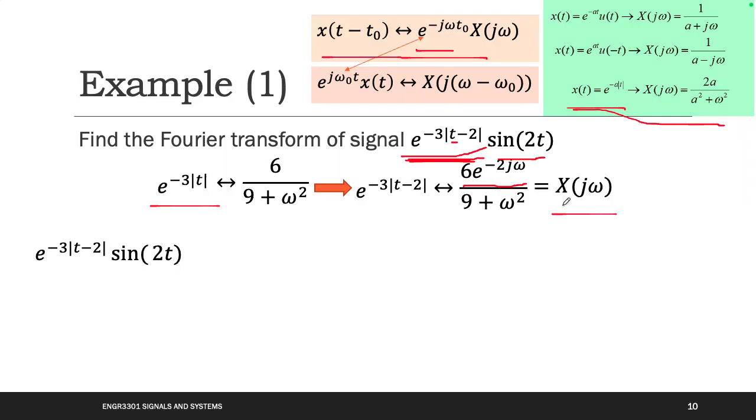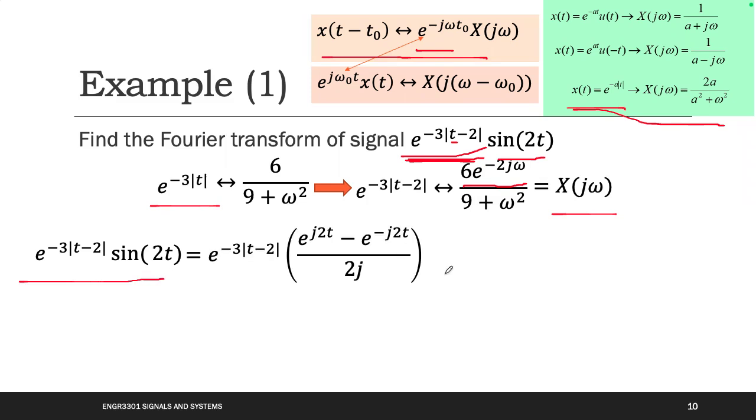And then for this part, you can see this one equals this one. That makes sense to you? Because using Euler's equation, we just change this one to this one. That makes sense to you? Yeah, and then which properties will you use?